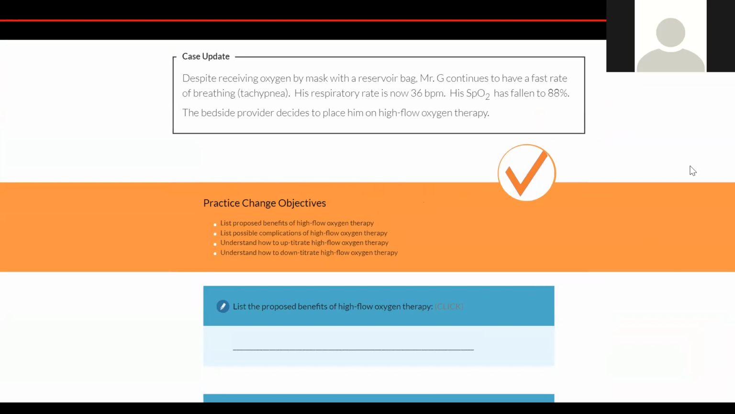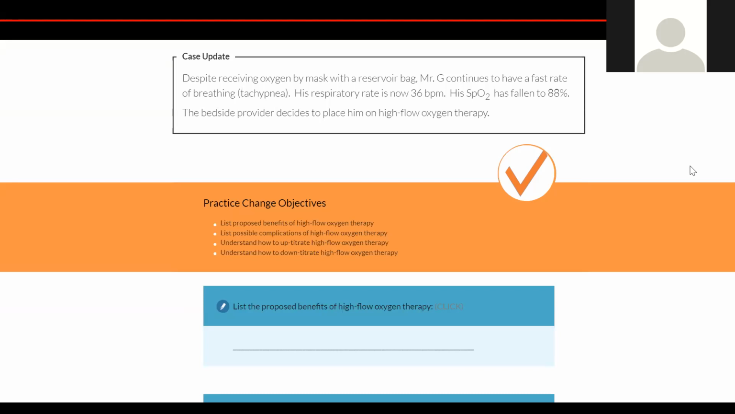So let's continue with our case. So despite receiving oxygen by a mask with a reservoir, our patient continued to have a fast rate of breathing. So his respiratory rate is now 36. Remember, it was 28. So the SpO2 has decreased from 90 to 88. So the bedside provider decides to place him on high flow.